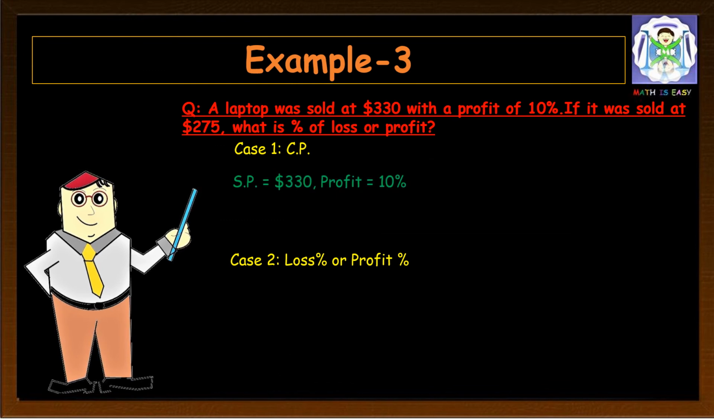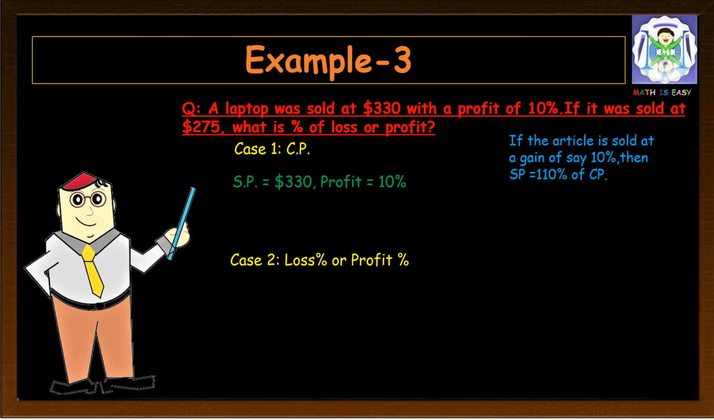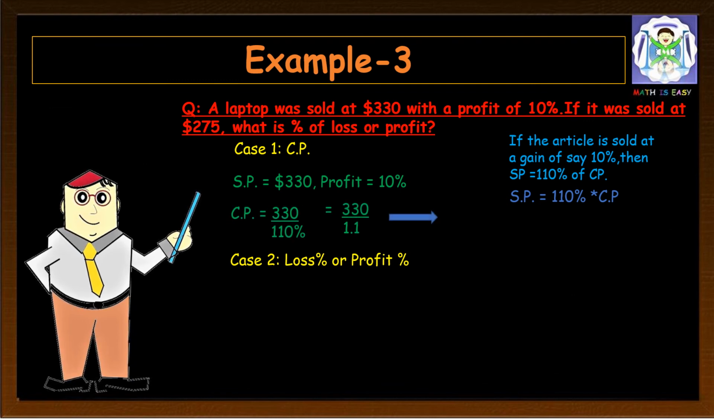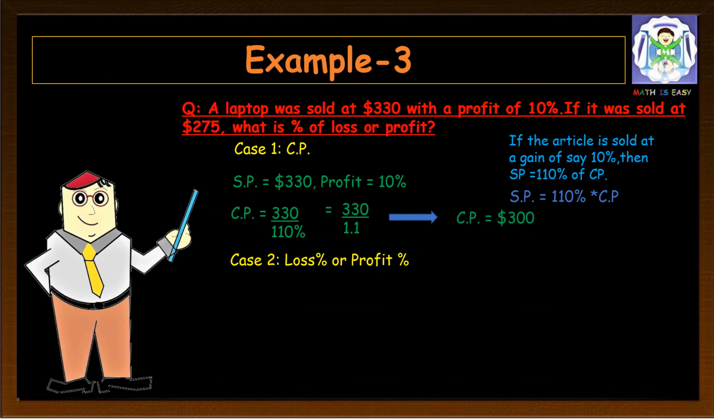If you remember, I told you that if an article is sold at a gain of say 10%, then the selling price is 110% of cost price, which is selling price is equal to 110% multiplied by cost price. So now we will put the values in this formula and do some cross multiplication. We will see that the cost price is equal to 330 over 1.1, and solving this, we come up with cost price is $300.